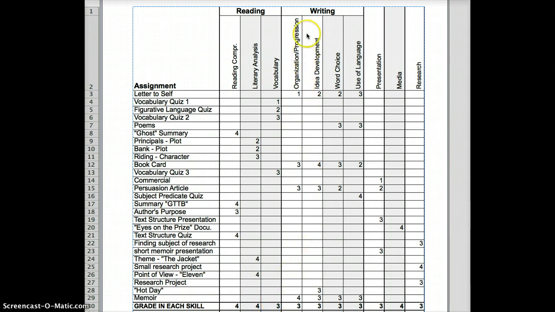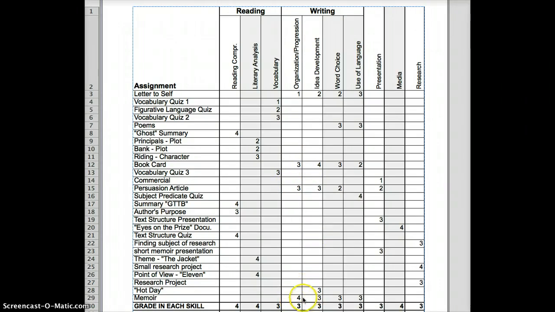As we talked about organization and progression earlier, the student received a 1, then a 3, then a 3, then a 4. Even though the student got a 4 at the end and they were headed that way, probably headed toward being an advanced student in that area, really the clearest snapshot of their skill level in organization and progression is a 3. So they received a 3.